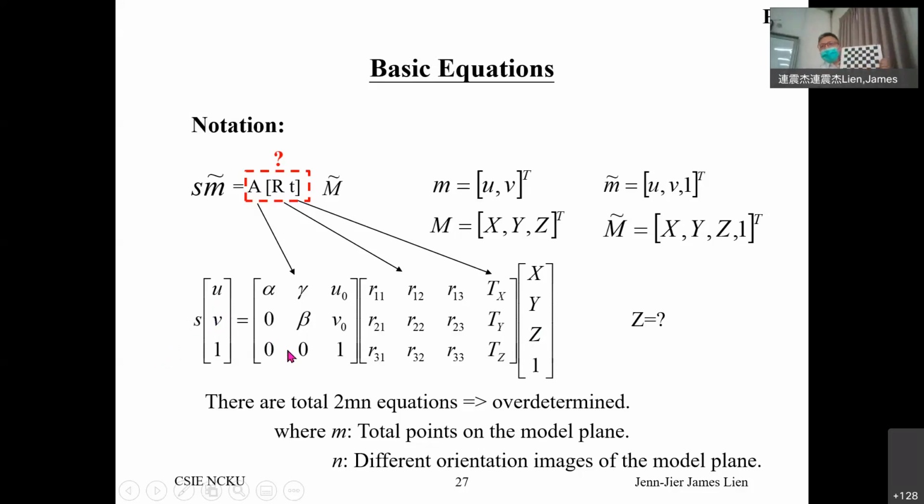And suppose here, I don't know how many points, how many corners. I just assume there are 40 corners.